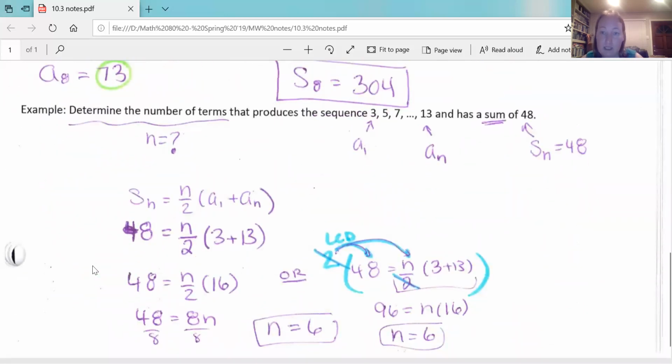So this one's a little bit different. This one asks you to determine the number of terms. So this one we don't know the n, and we're given a sequence, and here we are given that the a sub n term would be 13, and the sequence has a sum of 48.